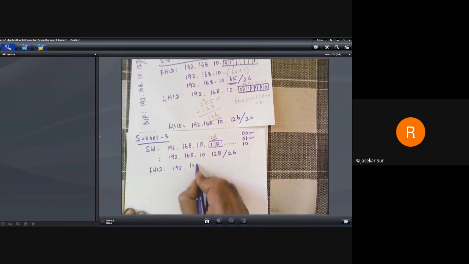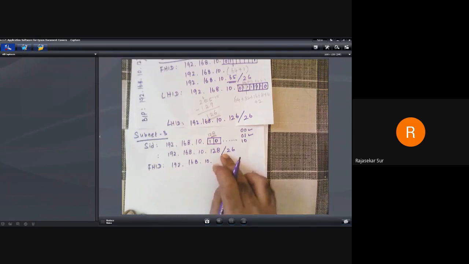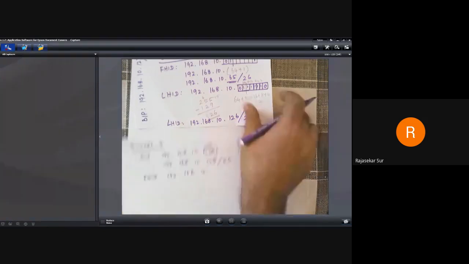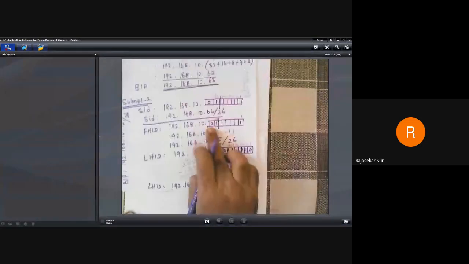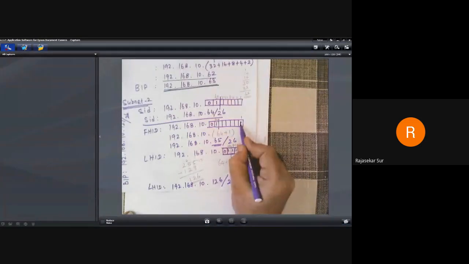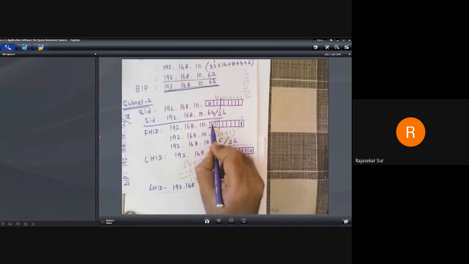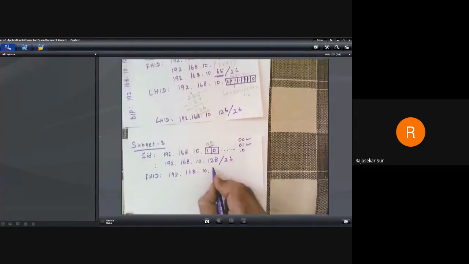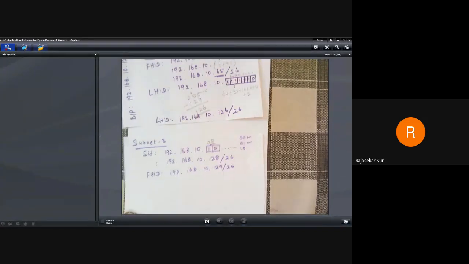192.168.10.128 plus 1. 128 plus 1, because I already explained, no need to write it again. So the last bit you are going to make it 1. So here we have 1 now. 128 plus 1 is going to be 129. So no need to do any calculations. I can simply write it. Things will become easy now.